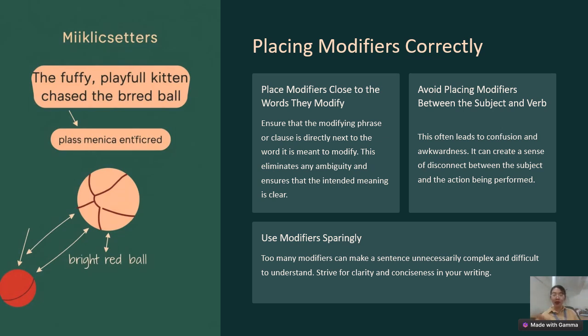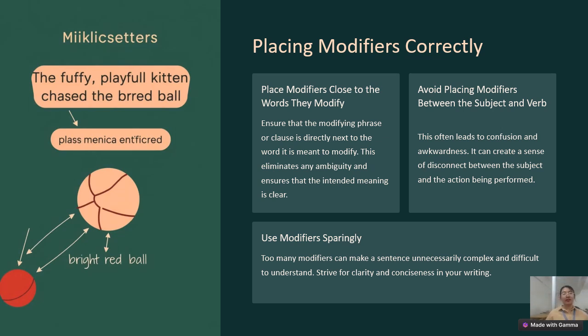Alright, the next one is to avoid placing modifiers between the subject and the verb. This often leads to confusion and awkwardness. It can create a sense of disconnect between the subject and the action being performed.